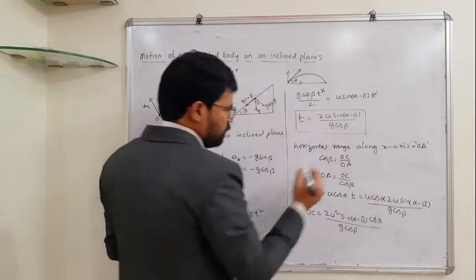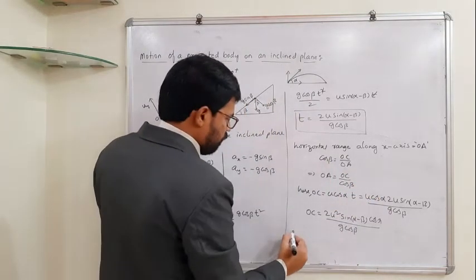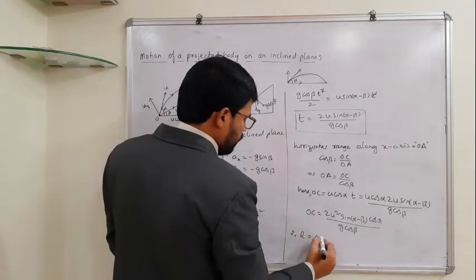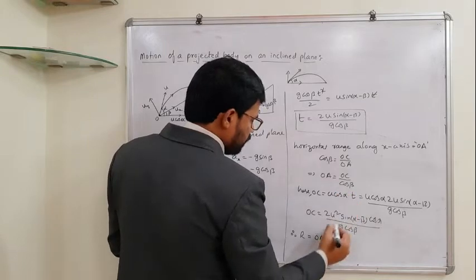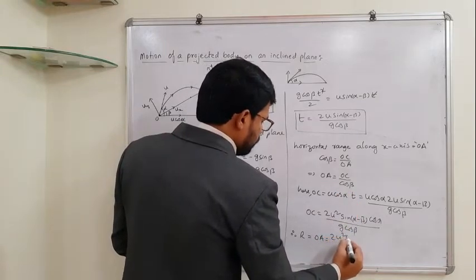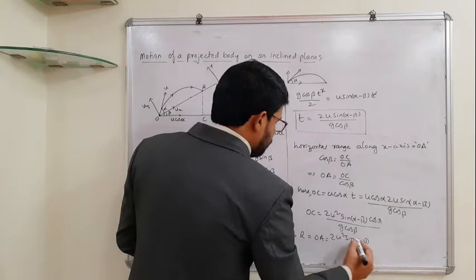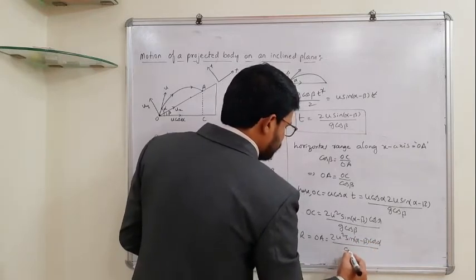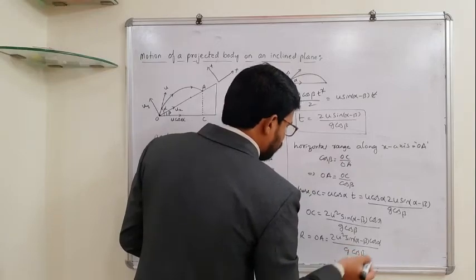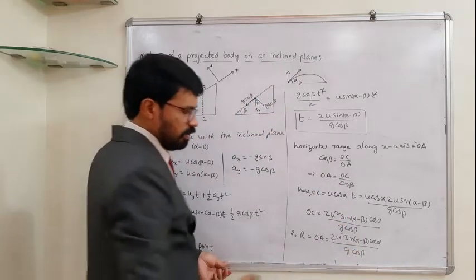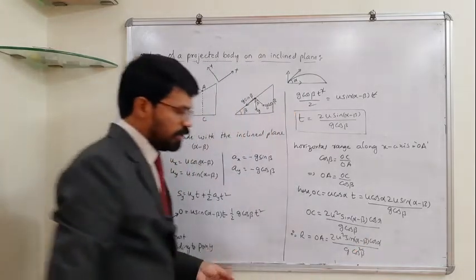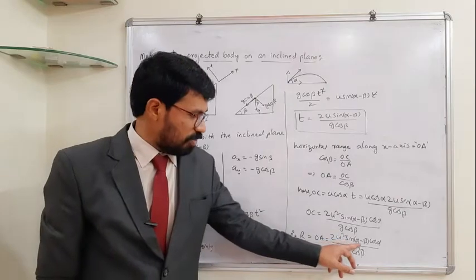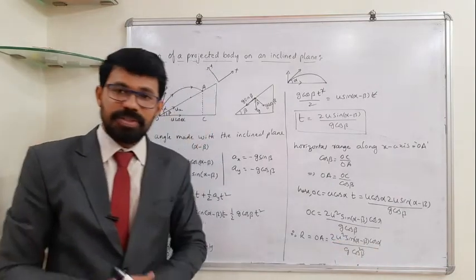Let us replace it here so that we get the OA value. In the present case, range OA is equal to OC by cos beta. OC is 2u square sine alpha minus beta into cos alpha by g cos beta, divided by cos beta, so you will have a square here. So this is the expression for range parallel to the inclined plane: 2u square sine alpha minus beta into cos alpha by g cos square beta.